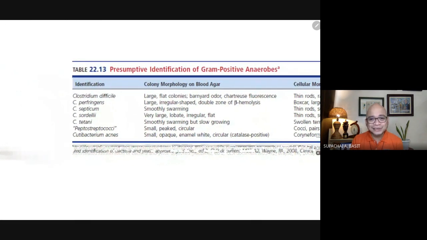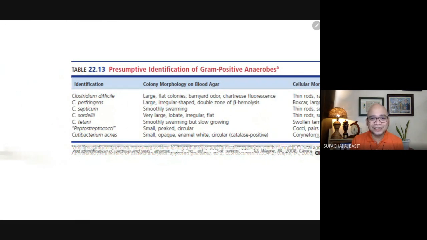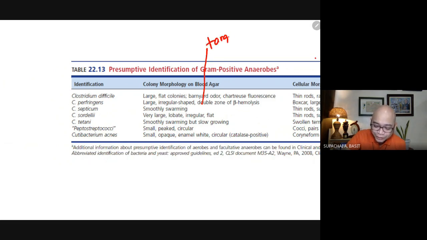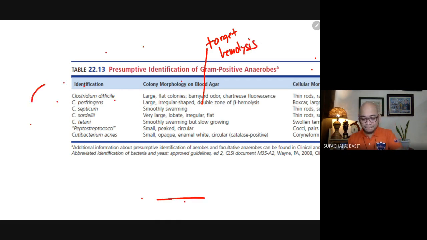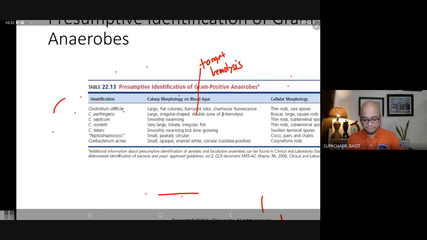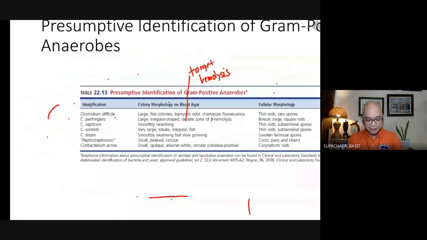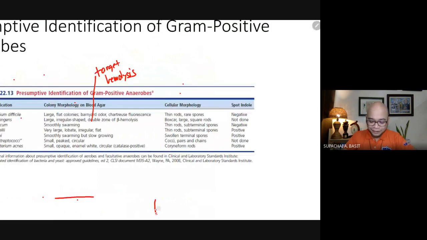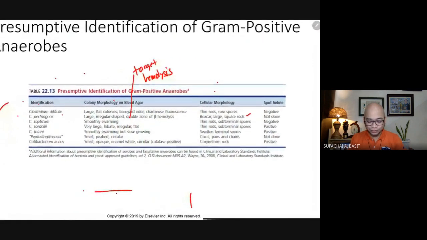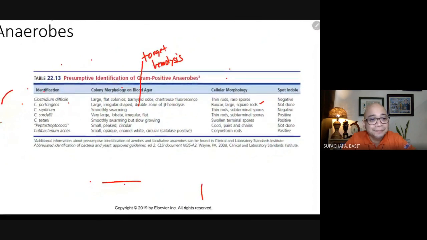Clostridium perfringens would have large irregular shape and a double zone of beta hemolysis. This double zone of beta hemolysis is also known as the target hemolysis. We will be discussing this one later on. They have boxcar, large square rods, and we don't usually do spot indole for this particular organism.